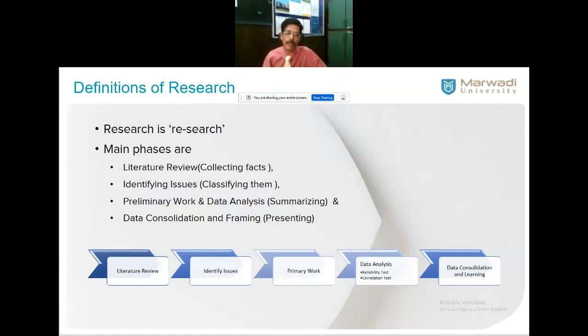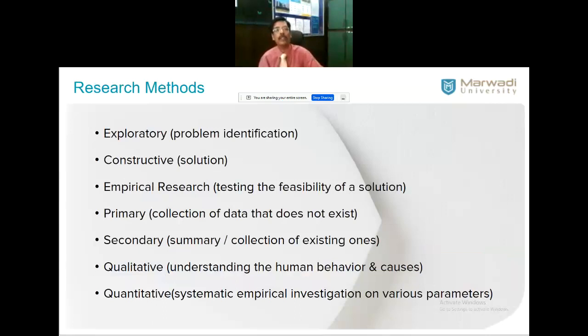There are main phases people mention: collect, classify, summarize, present. What do you do in each one of them? It is indicated there. We will also discuss it a little more in the next slides. So there are many methods available. These are all at world level. This kind of research is going on.